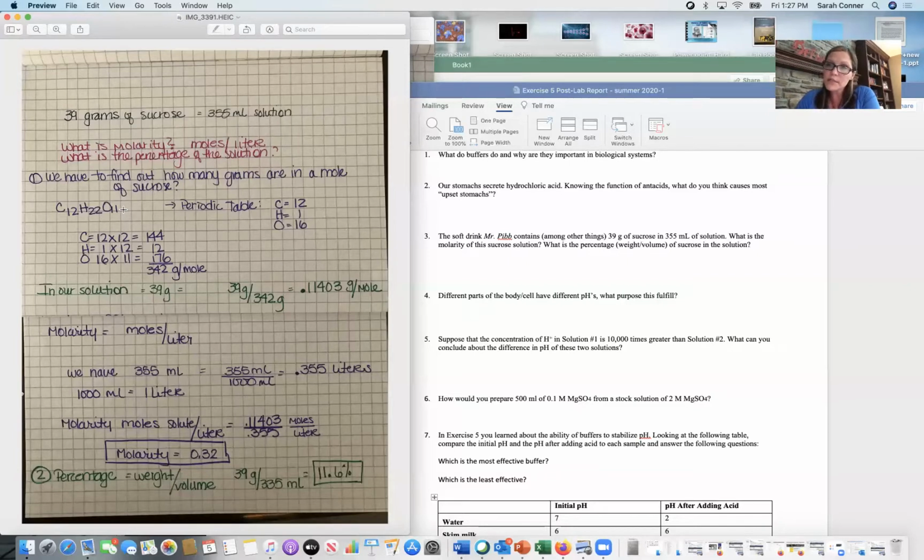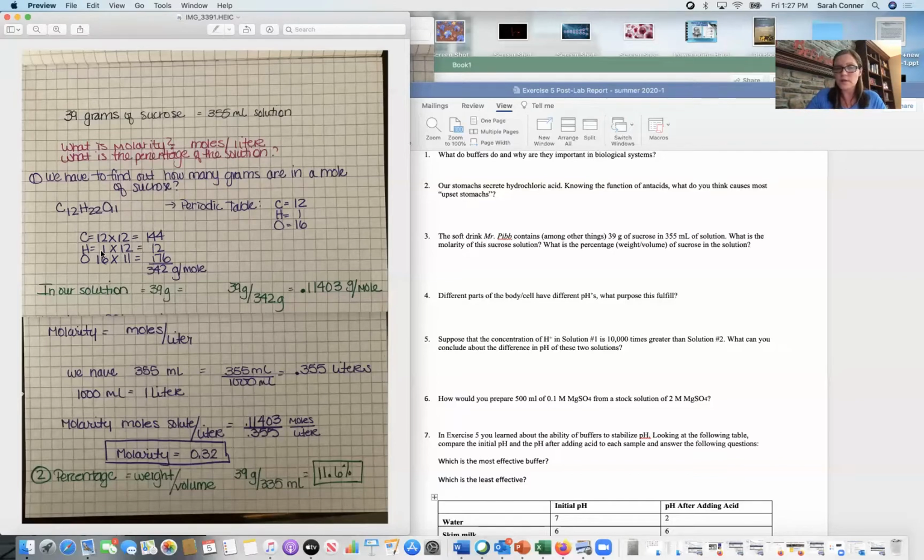So then I have to look at that formula and say, okay, I have 12 carbons, but each one weighs a certain number of grams. There are 12 grams per every carbon, so we have to multiply that 12 by 12, and we get 144. The hydrogen is 1.009 on the periodic table.